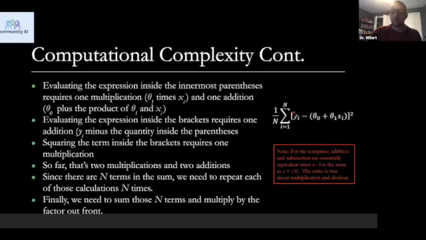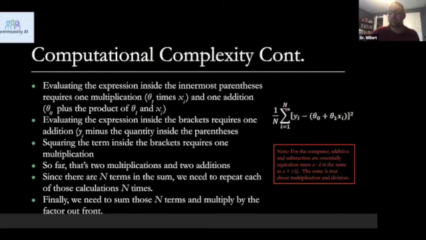All right, so far we've evaluated everything inside these brackets, and we've counted 1 multiplication, 1 addition, and then 1 more addition. And then we have to square this term. So we have to take the quantity inside the brackets and multiply it by itself. So that's 1 more multiplication. So we're at 2 multiplications and 2 additions. And we have to sum this n times. So for every observation, we need to compute these 2 multiplications and 2 additions. We have to do that n times, so 2 times n for each of those.